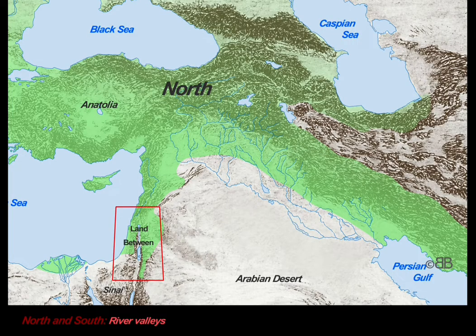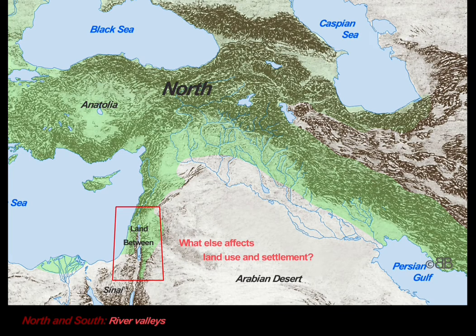In addition to the rainfall factor that we have seen, what else affects land use and settlement? Major river valleys transform both the north and the south. The Tigris and the Euphrates rivers originate in the north's mountains. They flow south, bringing both water and soil to the otherwise arid plains of Mesopotamia, and then turn southeast to the Persian Gulf.